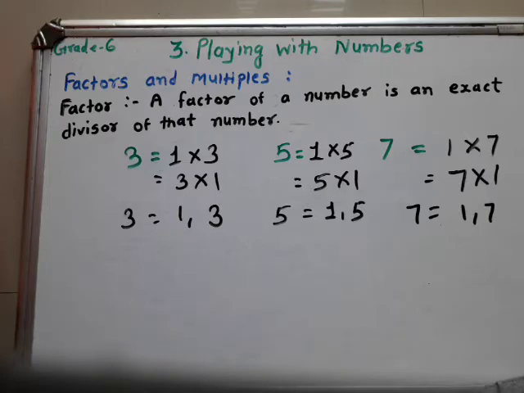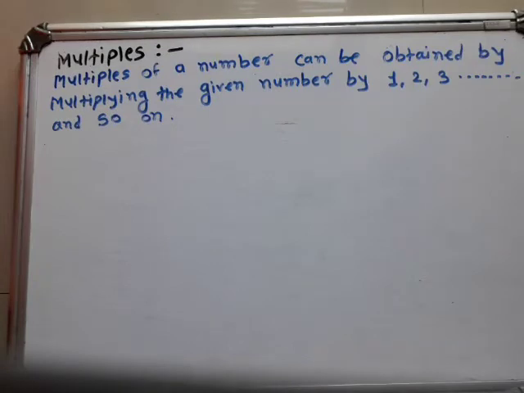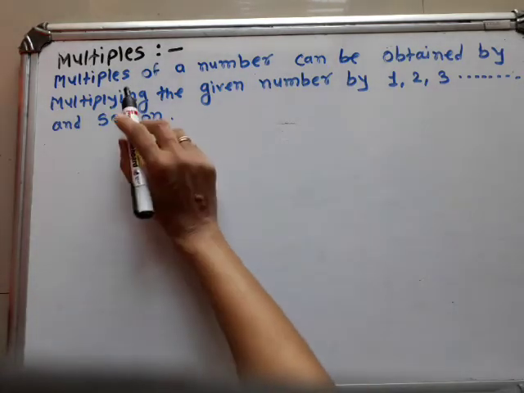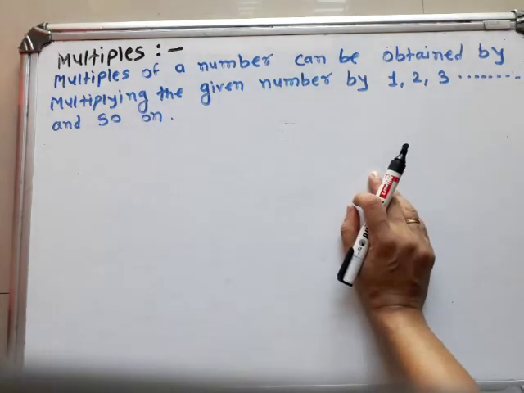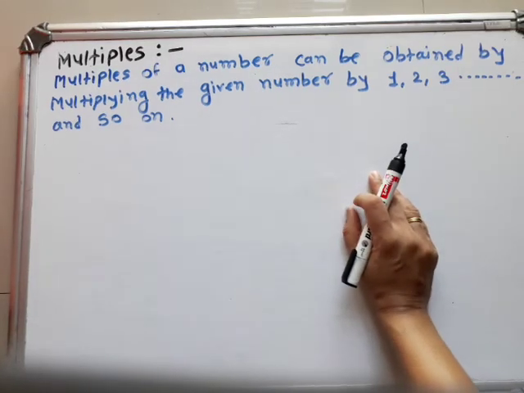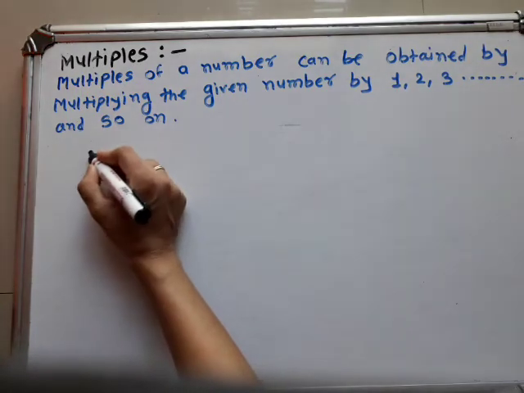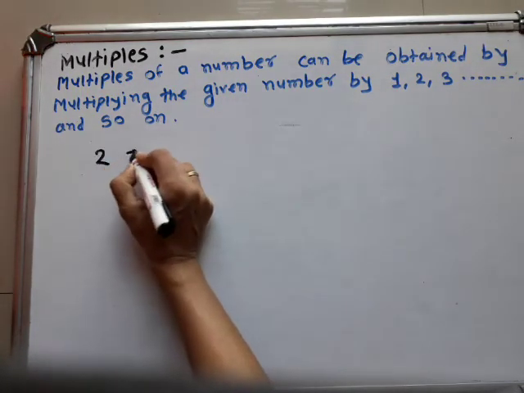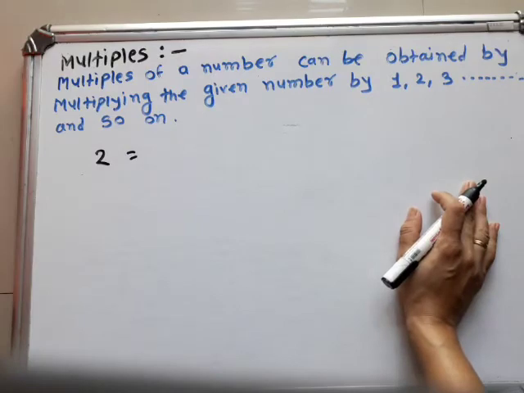Then now we see the multiples. See here, multiples of a number can be obtained by multiplying the given number by 1, 2, 3 and so on. Okay, multiples. So multiples means we multiply the number again and again and again. So we get the new number. It's called the multiples of the given number. So see here, suppose we find the multiples of 2. Okay, so how to find the multiples?